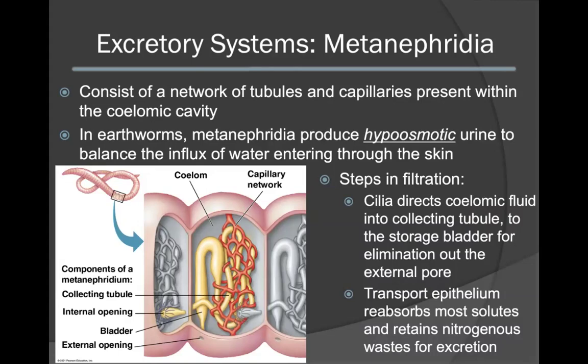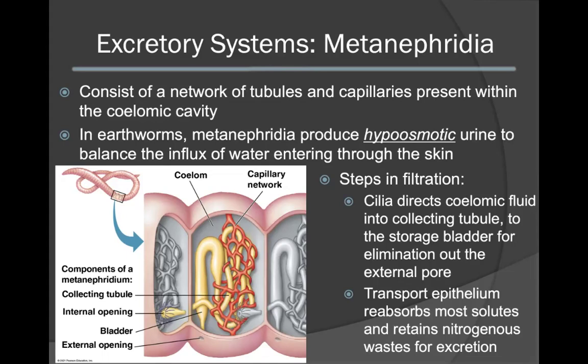Refer to the diagram to the left. The coelomic fluid will be directed through ciliary movement. Once the coelomic fluid enters into the tubules, it will then go through the network of tubules. Transport epithelium that lines these tubules is important in reabsorbing most of the solutes and also in retaining the nitrogenous wastes and keeping them within the lumen of the tubule to be excreted.